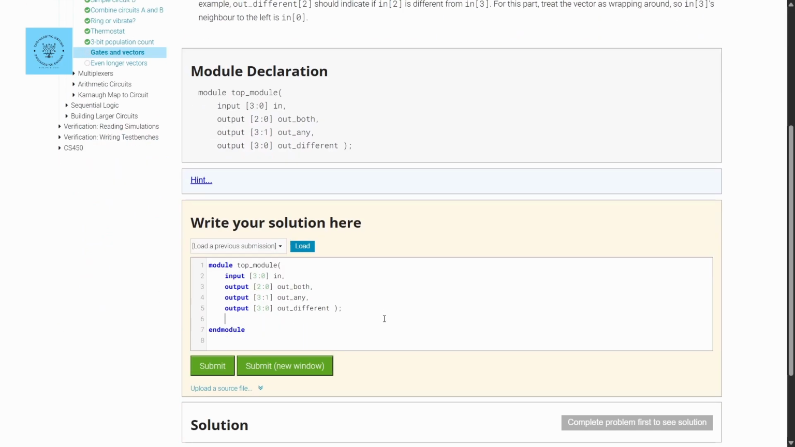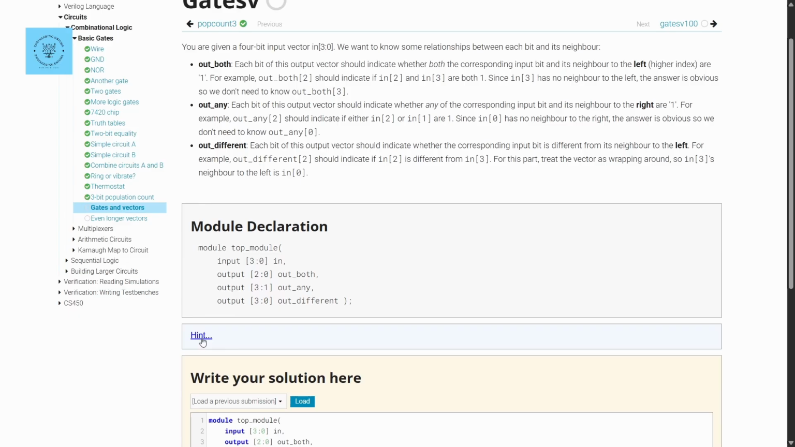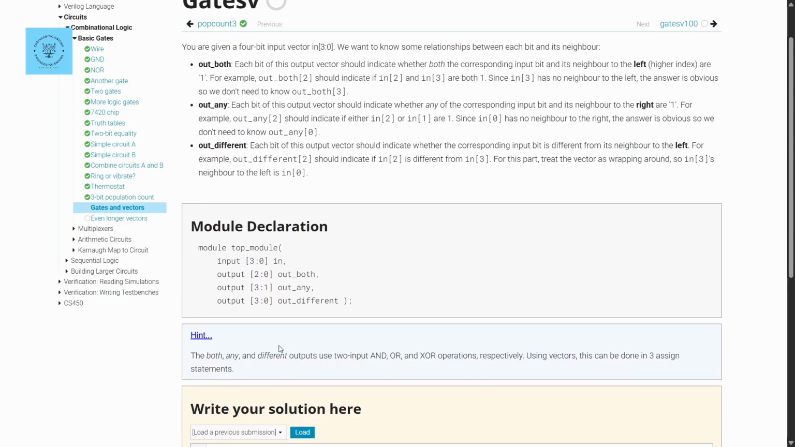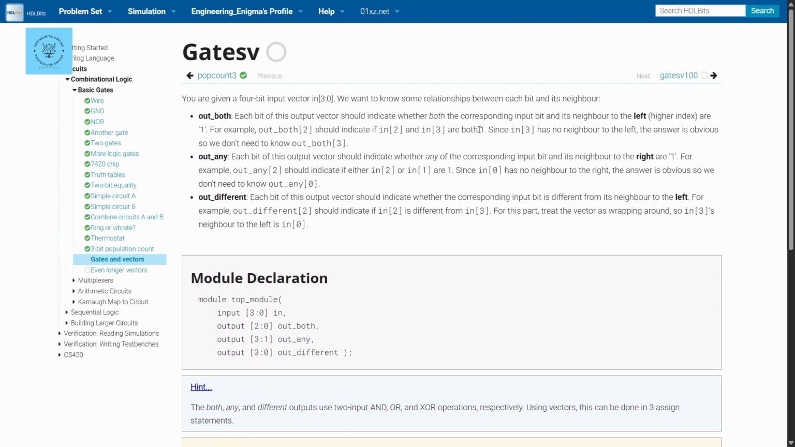So how can we do that? There are multiple ways. First, we can use multiple assign statements. Let's see the hint. In the hint they are telling us that it can be done in 3 assign statements. So let's try with just 3 assign statements. Assign out_both equal to, and what they have said is, if both are 1, the output of out_both should be 1.